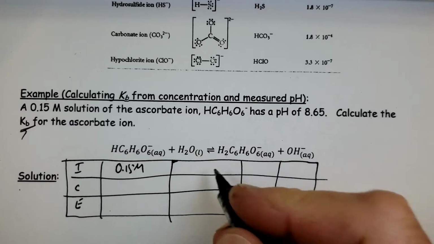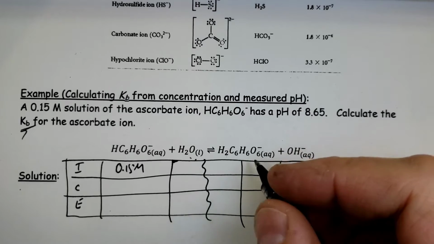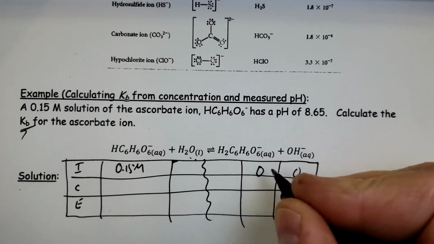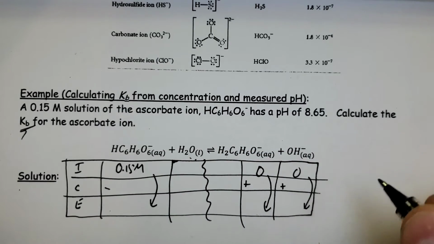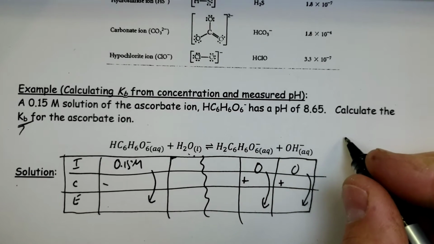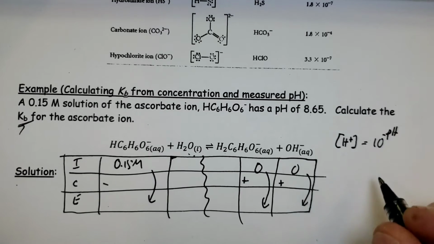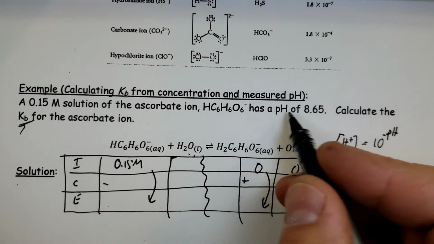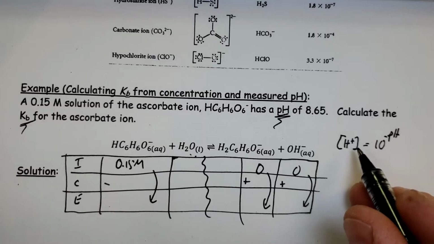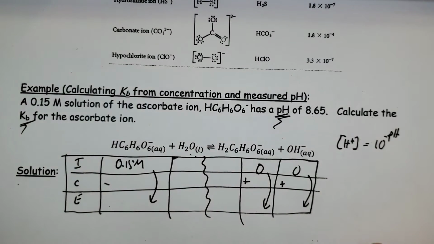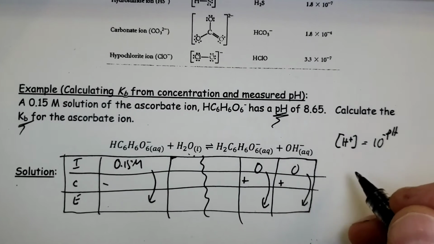So initially we have that. Now water gets excluded from the Kb expression, so we don't need to worry about it. Starting off with 0 and 0. Then again, we're going to subtract some, add some, add some. Now, we have the pH. So what we can do is figure out what H is first of all. Now again, on your formula sheet, there's a couple of different ways we can do that. Inevitably, we need to go from pH to OH. So I can figure out what H is first, and then figure out OH. Or I could figure out the pOH and then figure out OH.